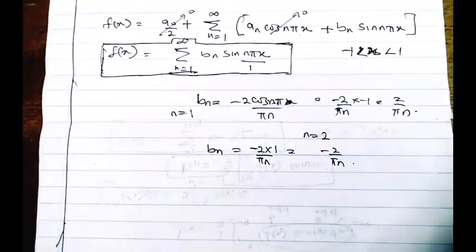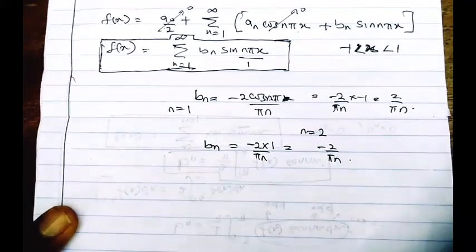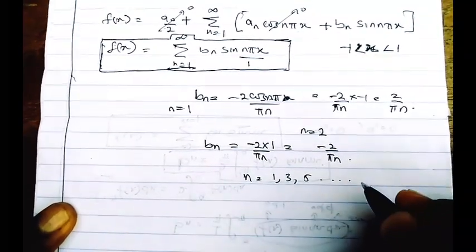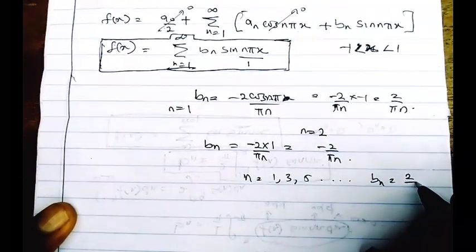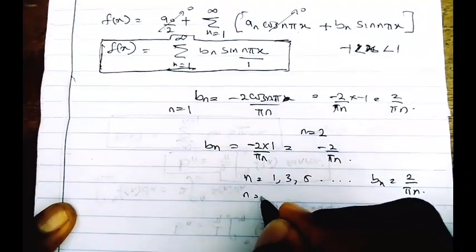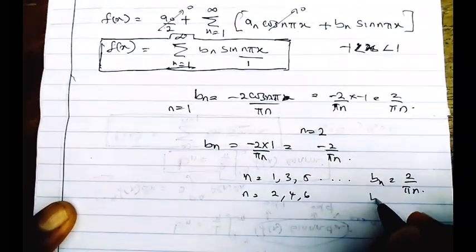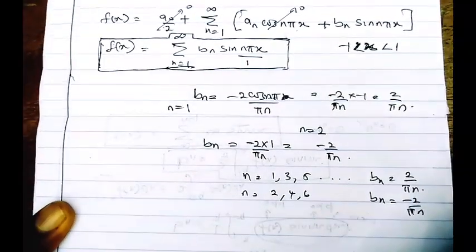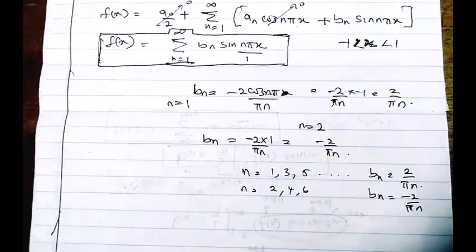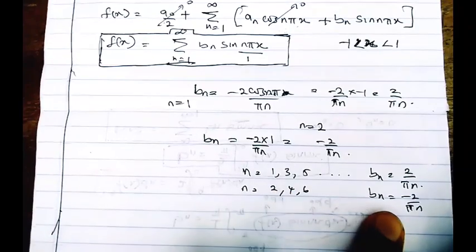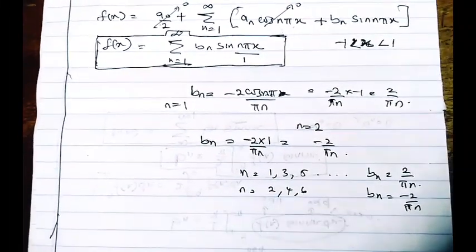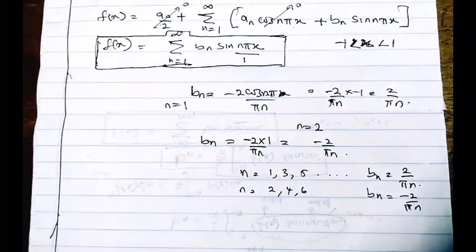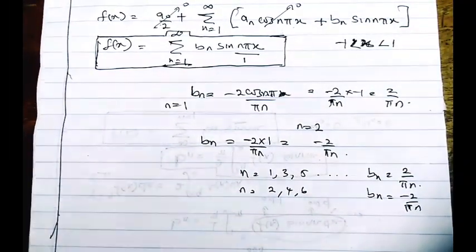If you keep on checking, you see that values of n equal to 1, 3, 5, and so on give me b_n equal to 2 over pi n, while values of n equal to 2, 4, 6, 8 give me b_n equal to minus 2 over pi n. So you see, I have a positive value of b_n for odd values and a negative value of b_n for even values. So now let's put it into our Fourier series.